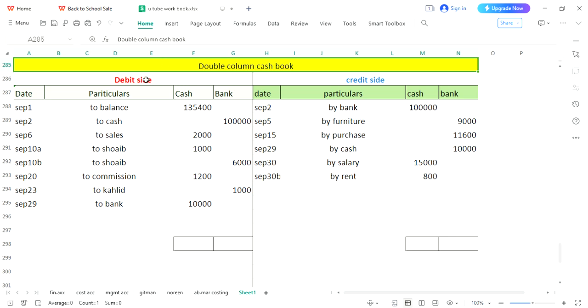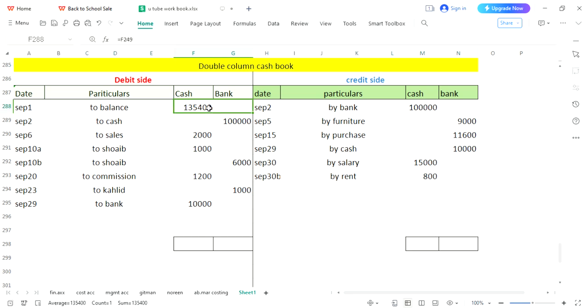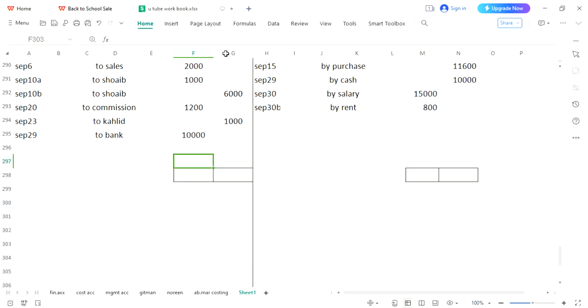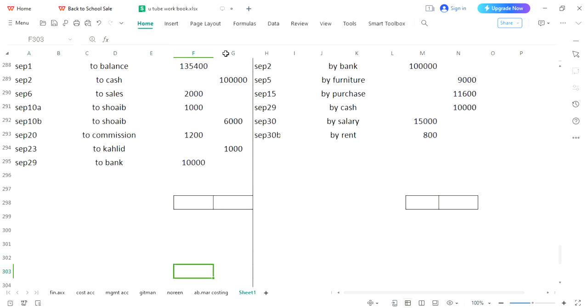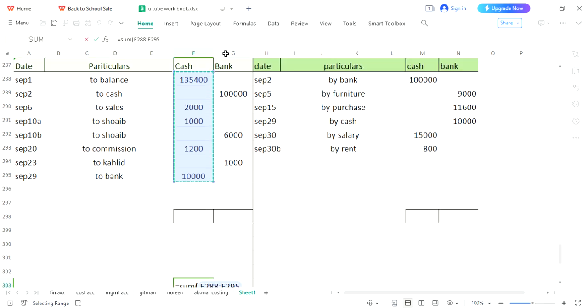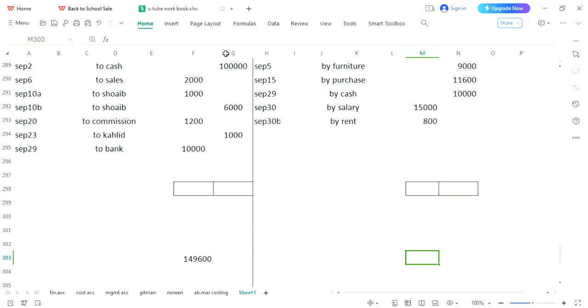Please note it down. This is the debit side, this is the credit side, and we have two ledgers at the same time. Now we are going to start the process of calculation of balances. For that, we have step number 1. First, we will calculate the sum of both sides. First, let's calculate the sum of the debit side of cash, and here we have the sum present on the debit side. Same you will do and calculate the sum on the credit side.